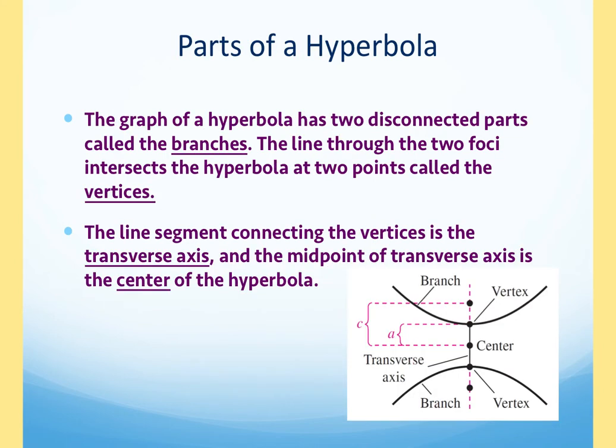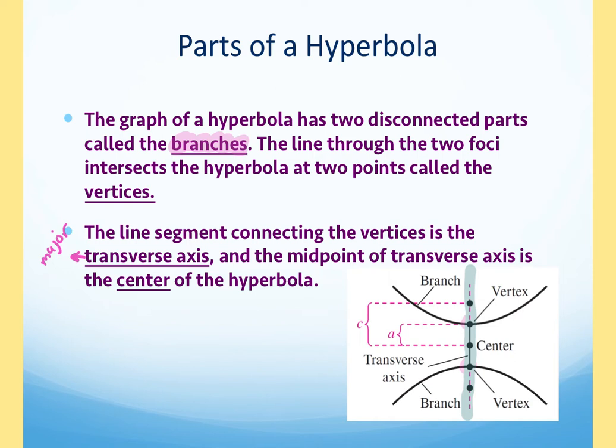So the parts of the hyperbola. They look like parabolas, but those two curves are called branches. So that's a vocab term. The line through the two foci intersects the hyperbola at two points called the vertices. Just like a parabola, they still have vertices. The line segment connecting the vertices is called the transverse axis. Instead of major axis, it is now the transverse axis. That means the one on which the branches lie.